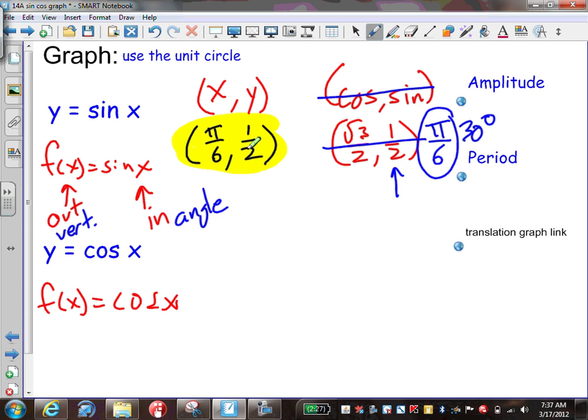Likewise, cosine is the same thing, where you have an input of the angle, but then the output is just the horizontal dimension, or the cosine of that angle. So I'm just going to make a note here: the output here is the horizontal. All right, so let's take a look here at the graph. This is what the graph looks like.